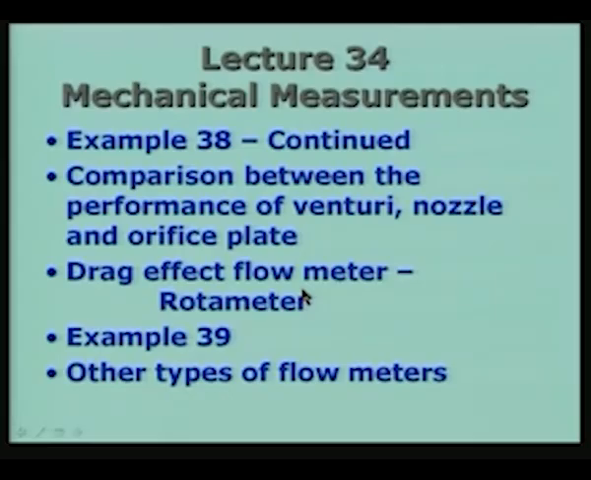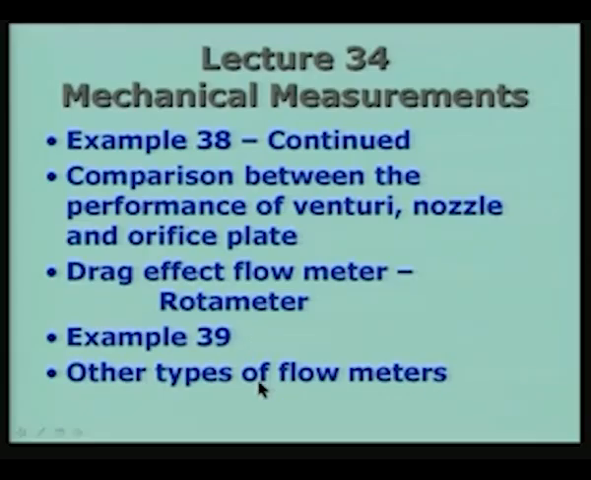Subsequently, we will look at an important flow meter which is very commonly employed. It is called the drag effect flow meter. It is also named the rotameter. It is very common in industrial practice and in process applications. So, we will look at that, and we will round off the discussion on the drag effect flow meter by taking an example and working out the characteristic of such a meter.